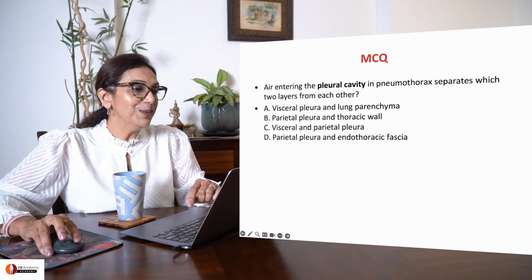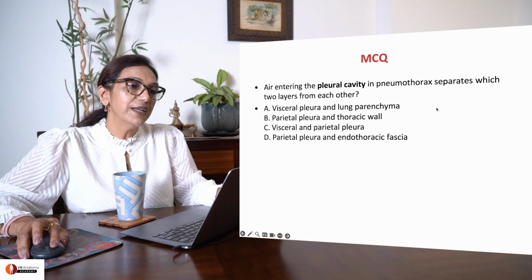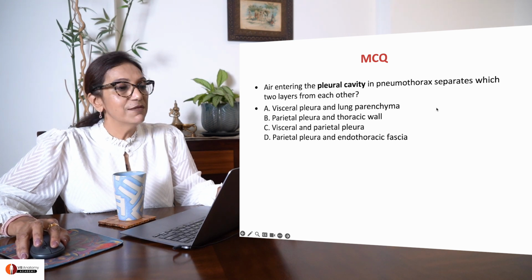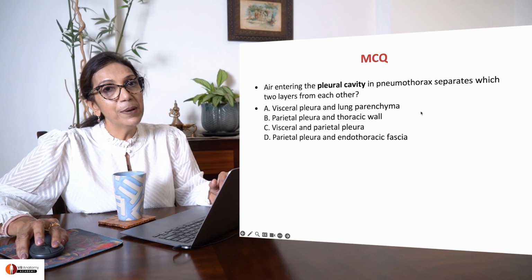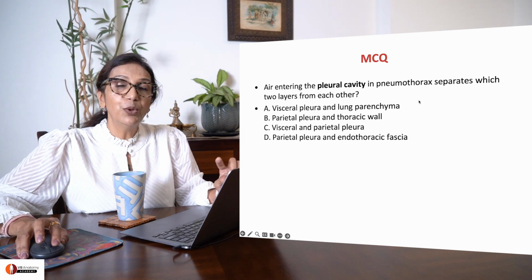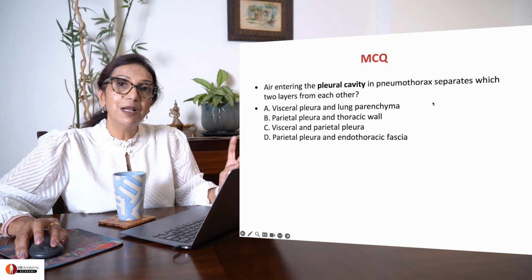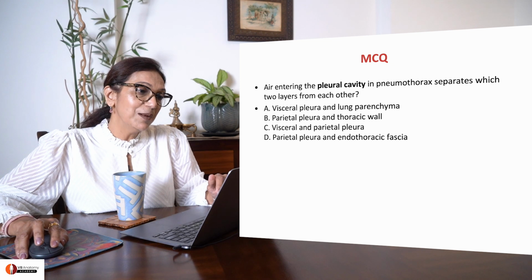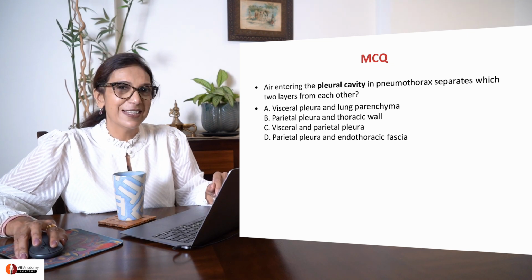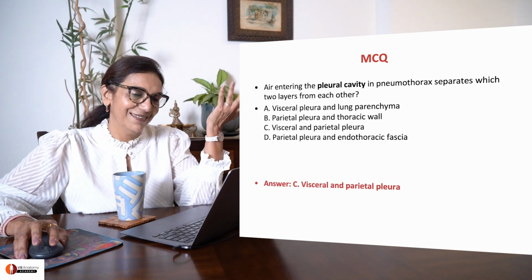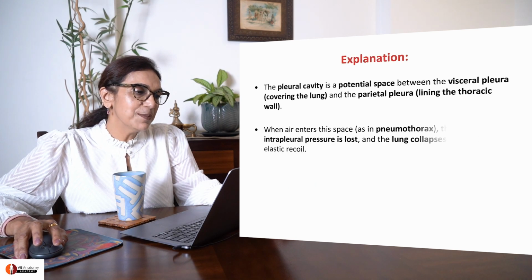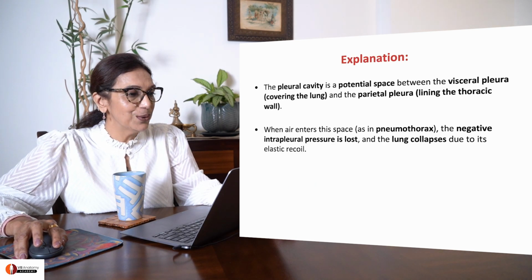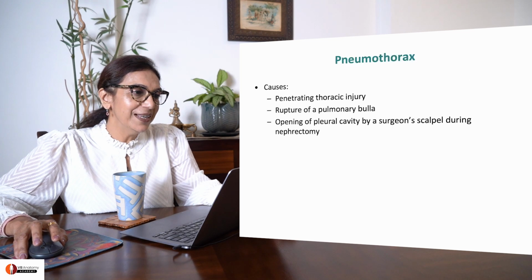An MCQ for you. Air entering the pleural cavity in pneumothorax separates which two layers from each other? Visceral pleura and lung parenchyma, parietal pleura and thoracic wall, visceral and parietal pleura, or endothoracic fascia. The answer is too easy, but still, visceral and parietal pleura. Again, there is an explanation there for you to read on your own. You can pause the video and read.